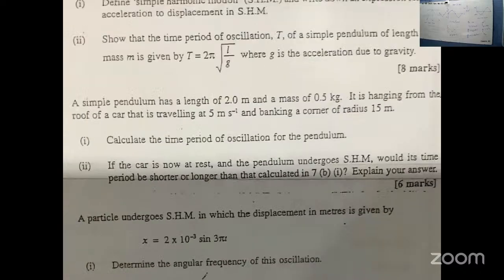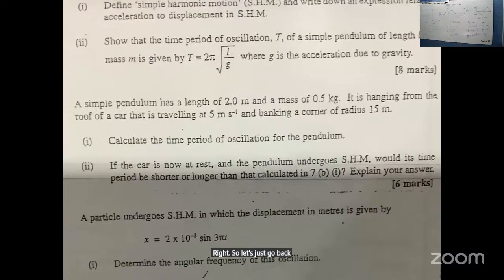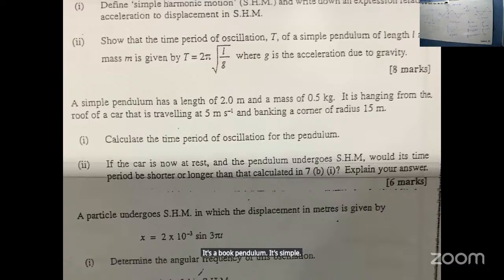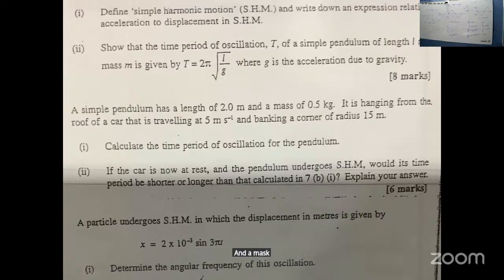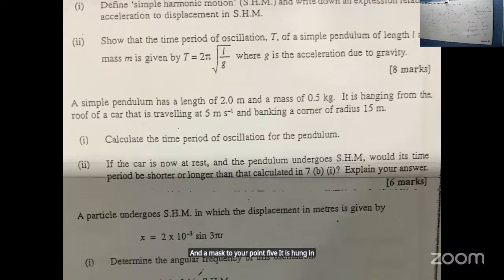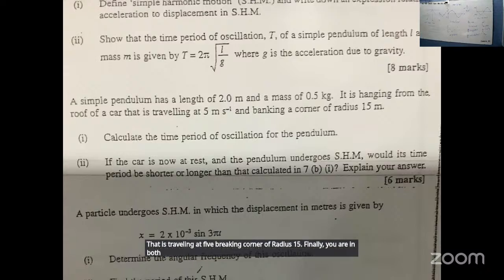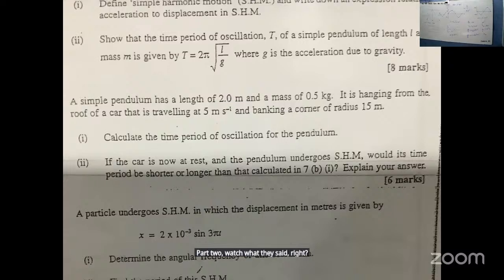Right, so let's go back to the problem at the top. It's a simple pendulum. A simple pendulum has a length of 1 meter and a mass of 0.5. It is hanging from the roof of a car that is traveling at 5, breaking around a corner of radius 15. Find the period in both cases. Part 2, what we just said, it's now moving with simple harmonic motion.